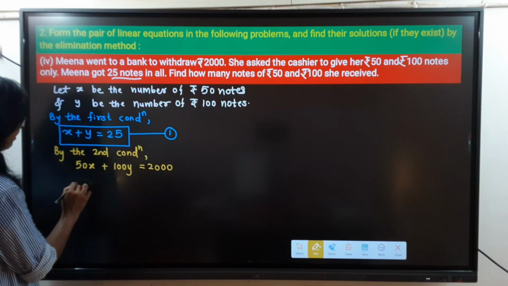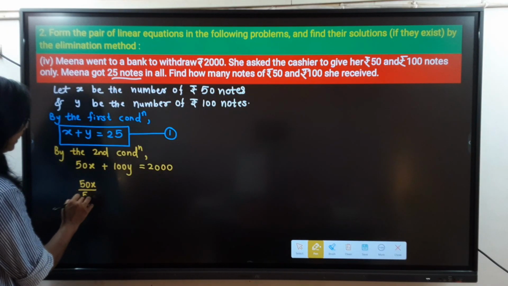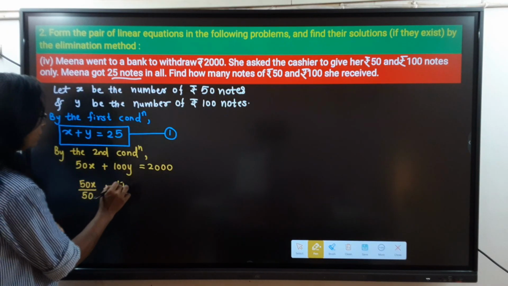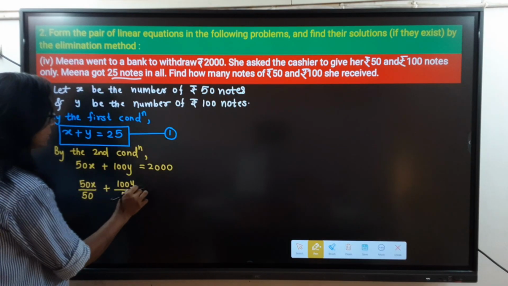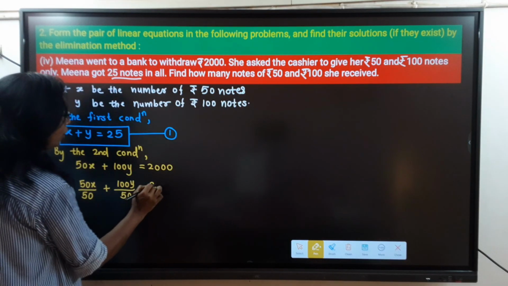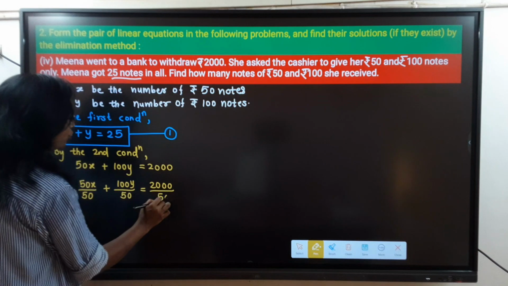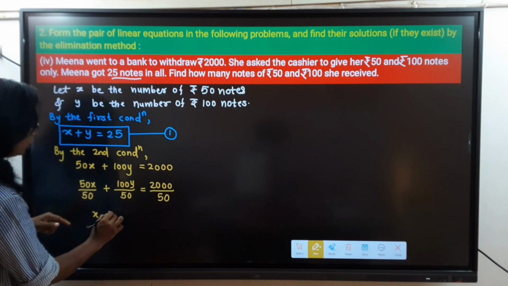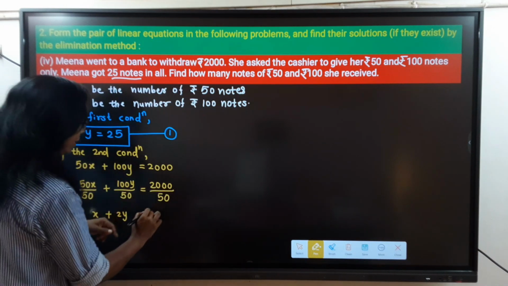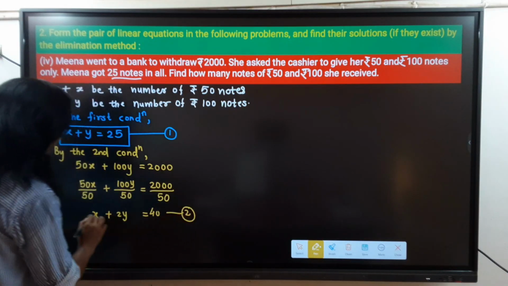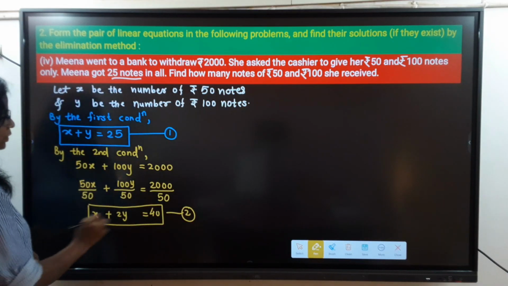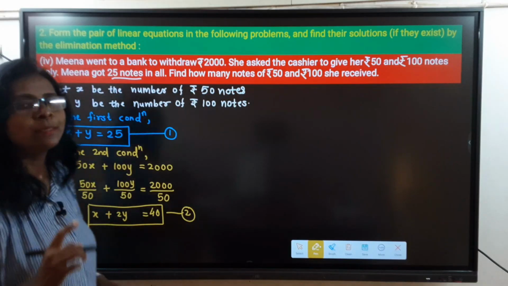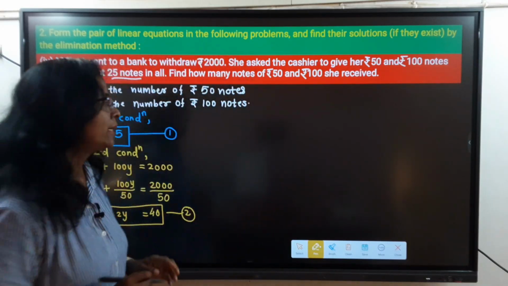So I further simplify by dividing both the sides by 50. So here 50x upon 50 plus 100y upon 50 is equal to 2000 divided by 50. So here students, x plus 2y is equal to 40. So that is the second equation. Okay, x plus 2y is equal to 40 is the second equation.